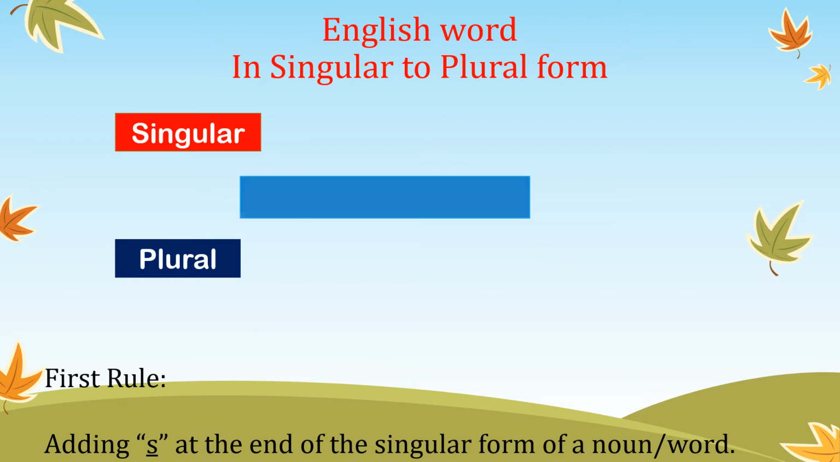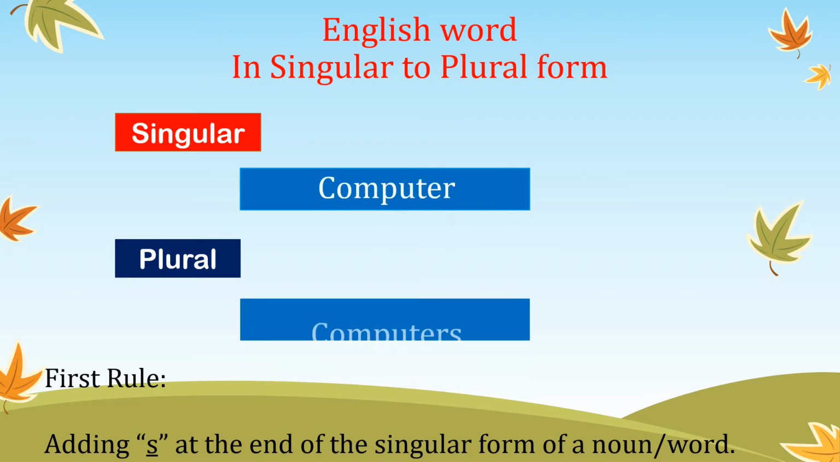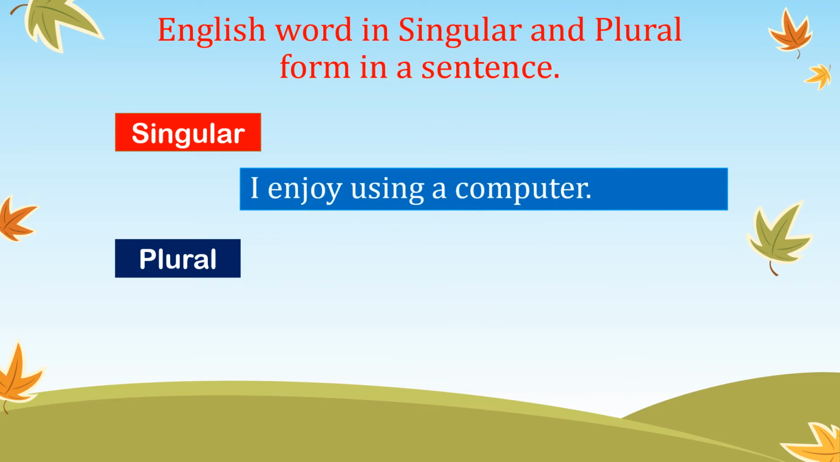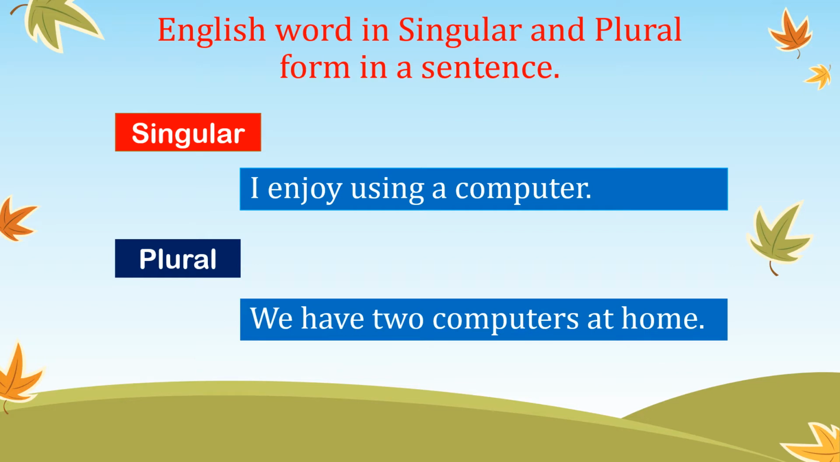And another example for the first rule, computer. For plural, computers. Now we can use it in a sentence. I enjoy using a computer. In plural, we have two computers at home.